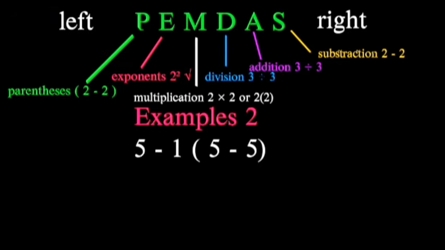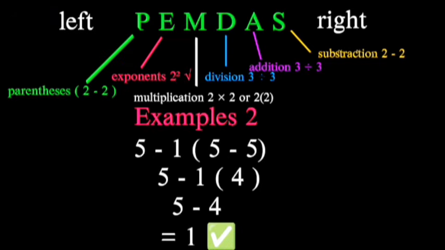First example, 5 minus 1 multiplied by 5 minus 1. We start by solving inside the parentheses. 5 minus 1 equals 4. The expression becomes 5 minus 1 multiplied by 4. Since multiplication comes before subtraction, we multiply first. 1 multiplied by 4 equals 4. Then we subtract. 5 minus 4 equals 1. The final answer is 1.